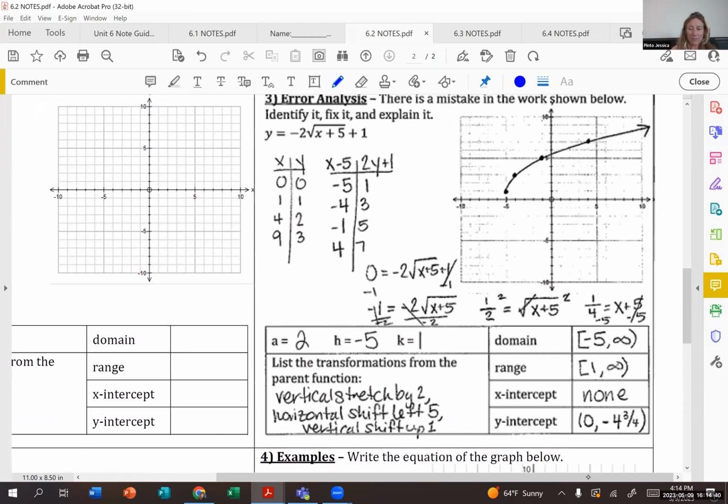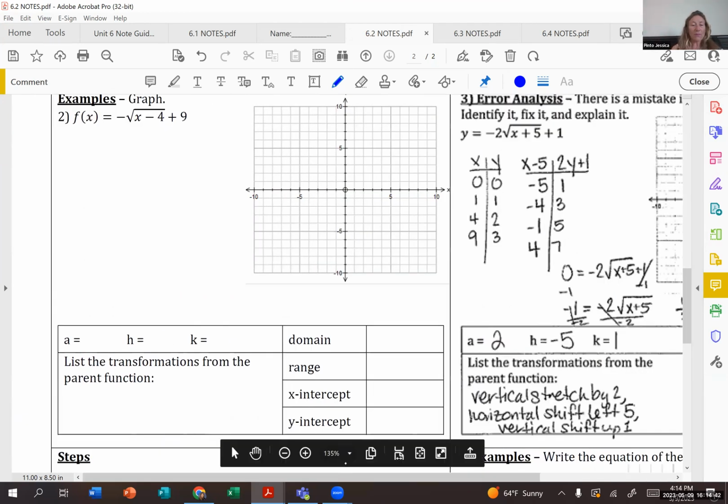Cool. Number 2, I love this one because we get to see how the negative sign affects this. So the a value here is -1, the h is +4, and the k is +9. I'm going to begin by plotting the 4 for x, 9 for y. Okay, that's all the way up here.